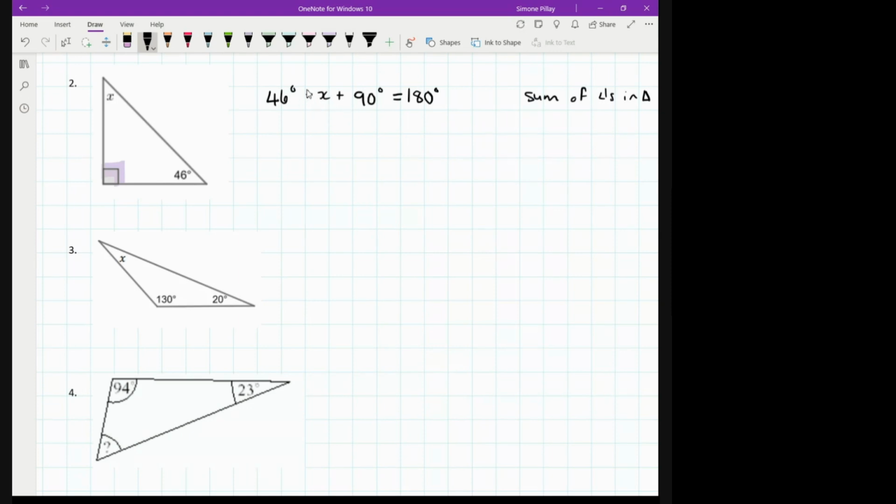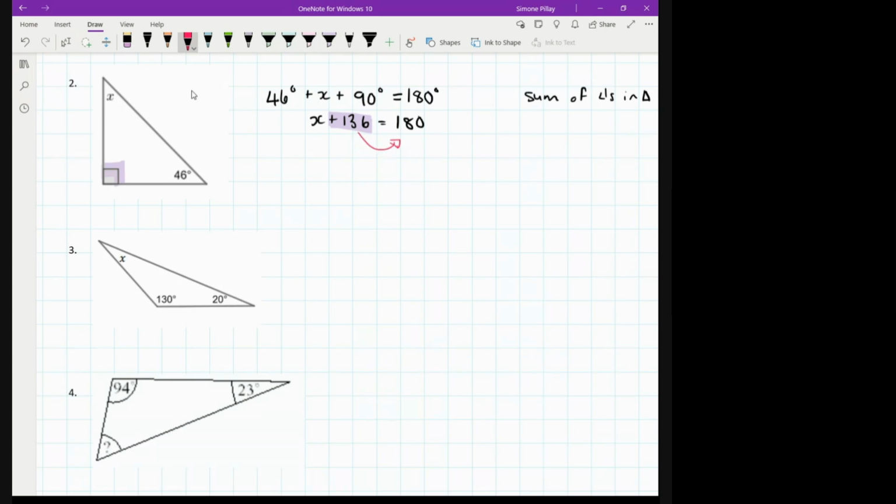Ma'am, I like to add all my angles: 90 plus my 46, which is 136. Sorry, 136. So 136 plus x is equal to 180. X is equal to 180 minus 136.